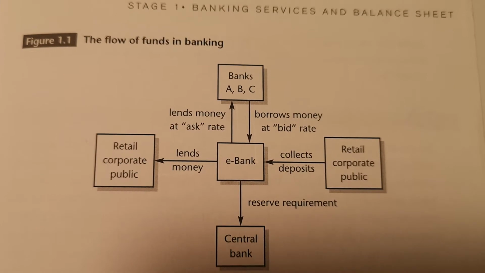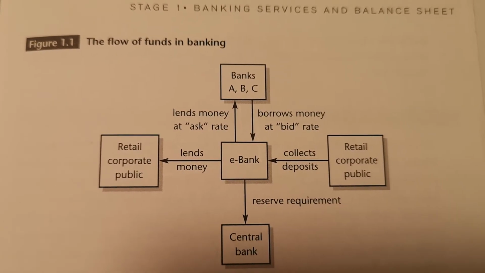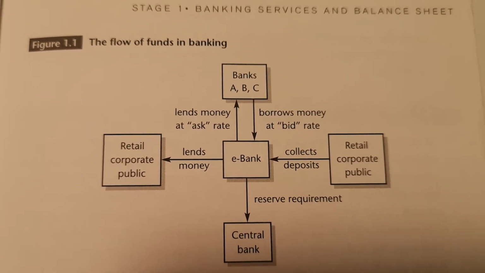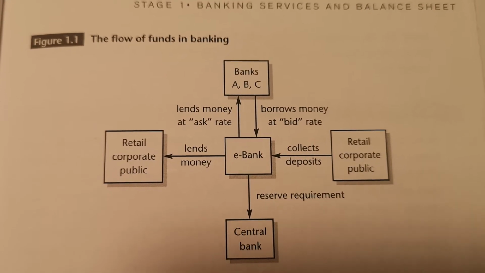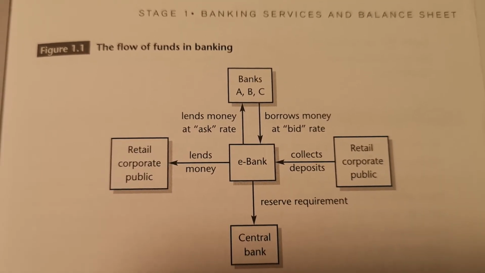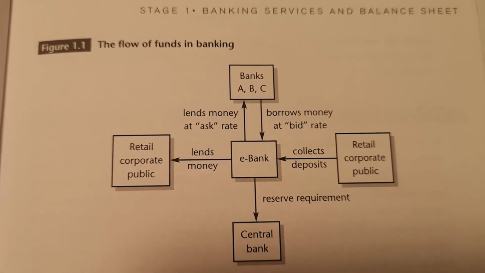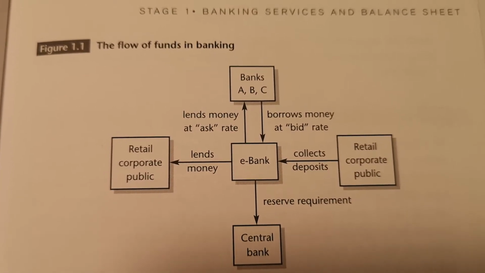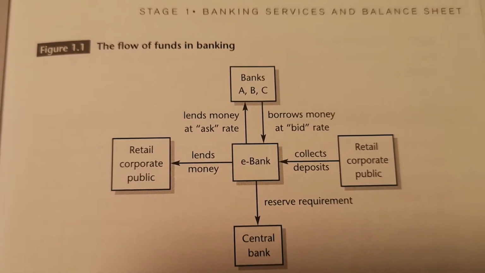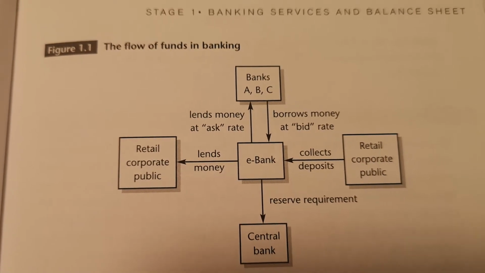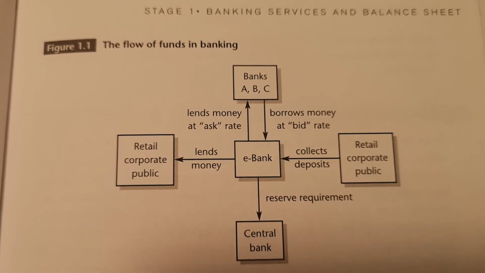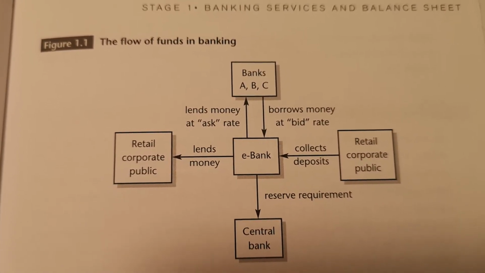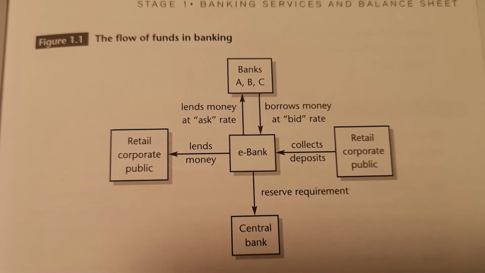eBank also works with other banks. If you go to the top box, it has banks A, B, C. Within banks, they can do a lot of interbank actions. For example, you can lend money at the ask rate from eBank to other banks. eBank can also borrow money from other banks at a bid rate.